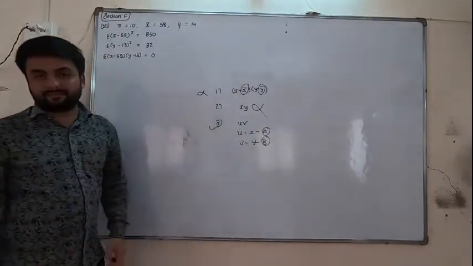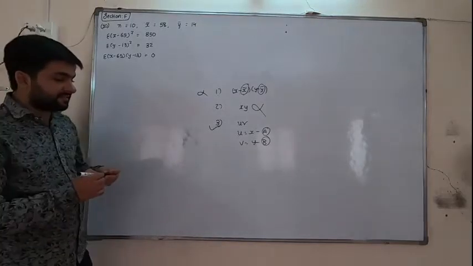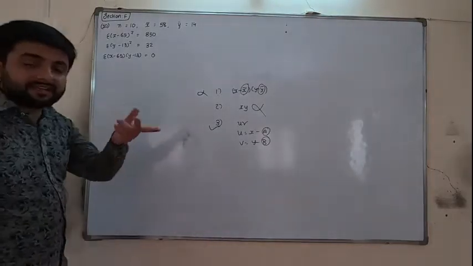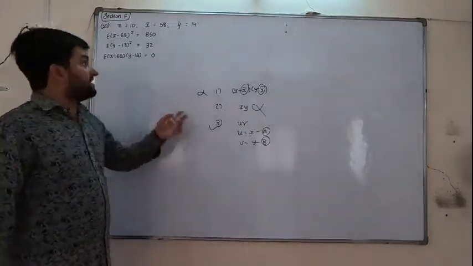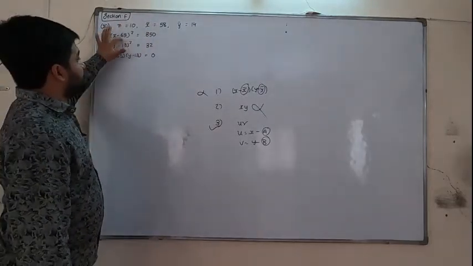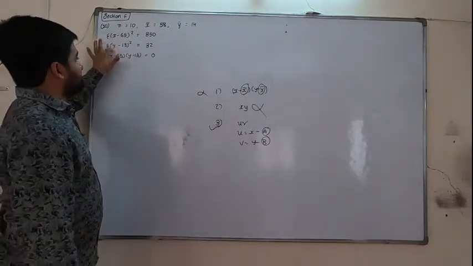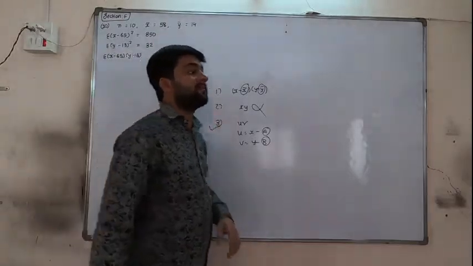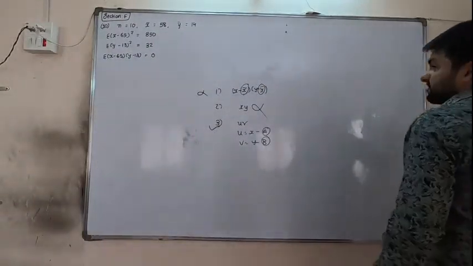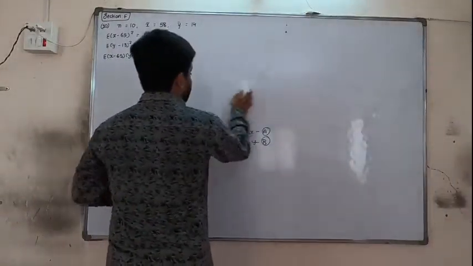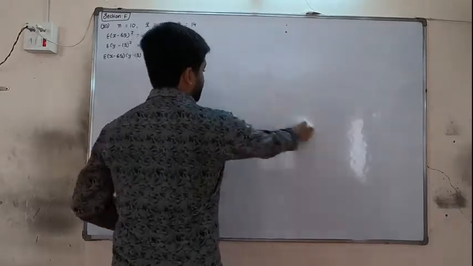The uv method is used. Why the uv method? The reason is simple. The deviations are taken nearby the mean. If the deviations were taken exactly from the mean, that is x minus 58 and y minus 14, then it would be the x minus x bar method. But this is not the x minus x bar method. This is the uv method.